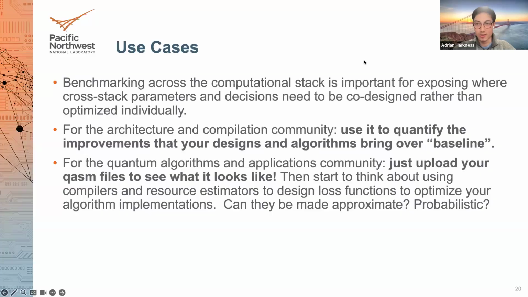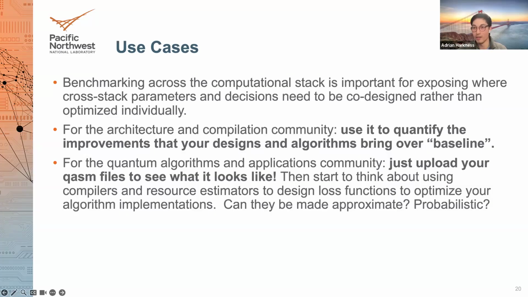So in terms of use cases of FTCircuitBench, I think different communities might be able to use it quite differently. In any case, benchmarking across the computational stack is very important for exposing where you can co-design parameters rather than optimizing them individually. And I would expect for the architecture and compilation community, hopefully you use it to quantify the improvements of your architectural designs and compilation algorithms over these baseline circuits that we provide in FTCircuitBench.